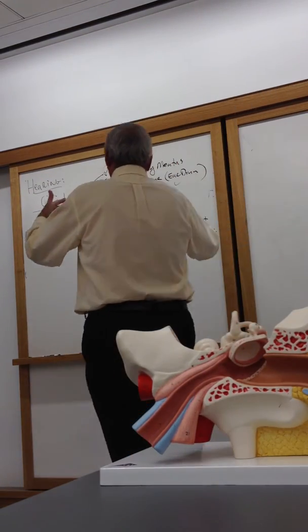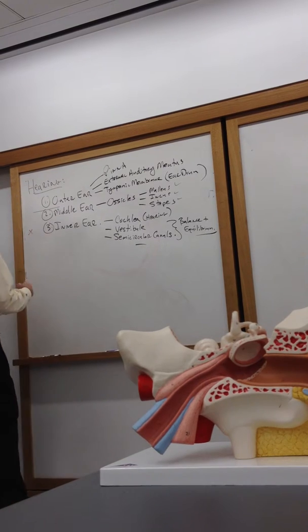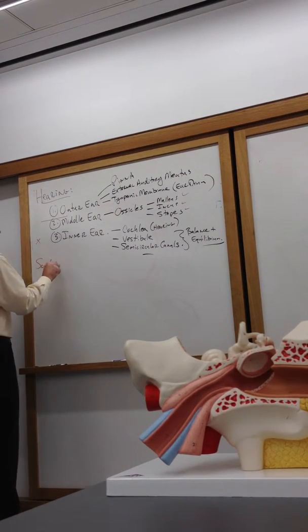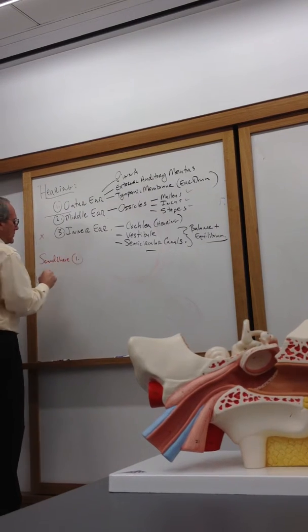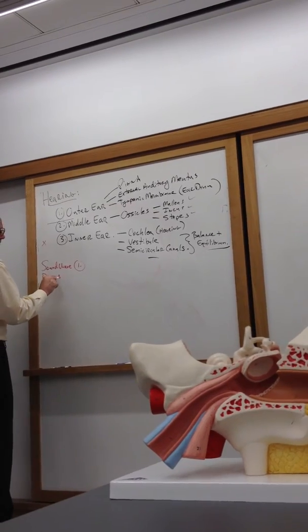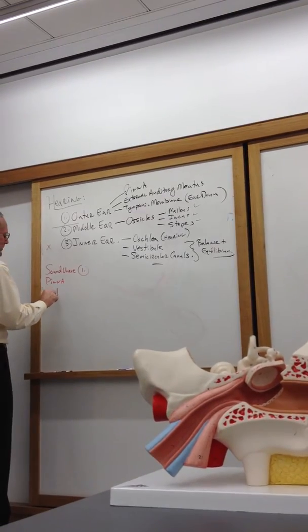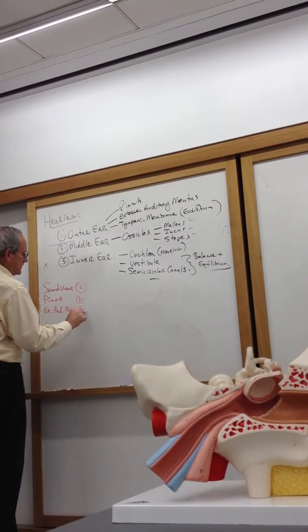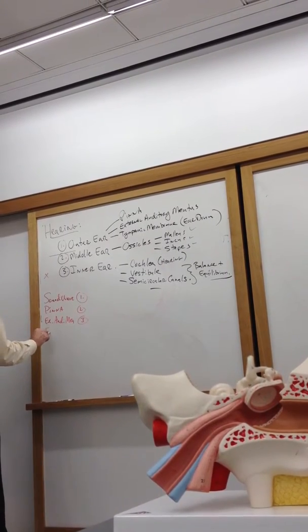So far, what have we done? We've taken a sound wave. We've taken that in through the pinna, through the external auditory meatus. Now we've bounced that off the tympanic membrane.